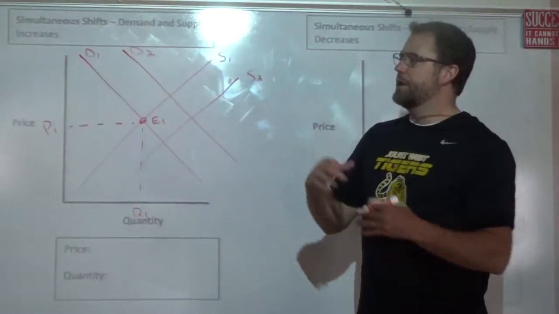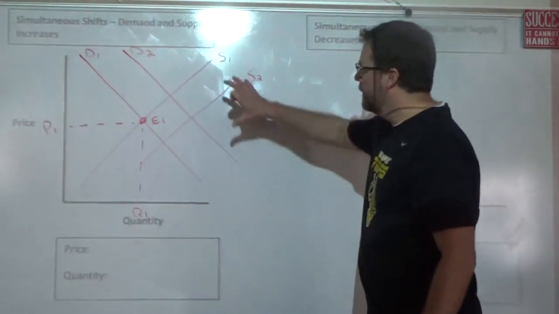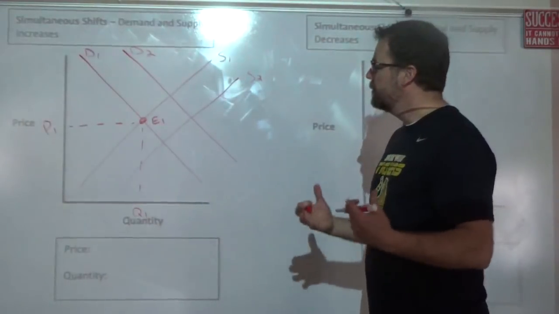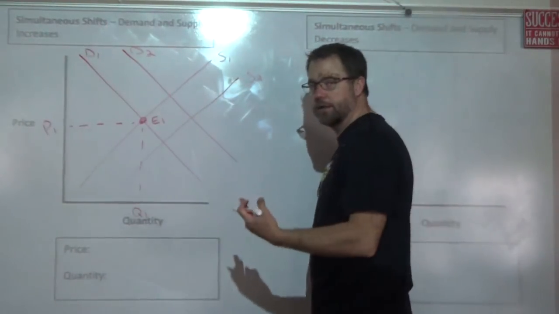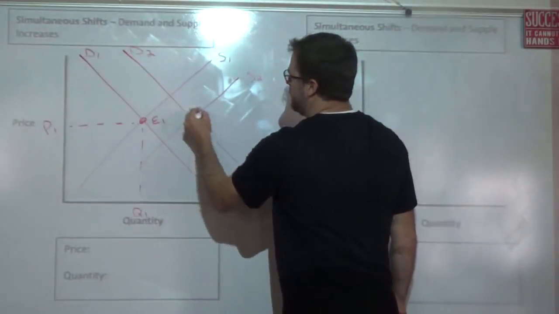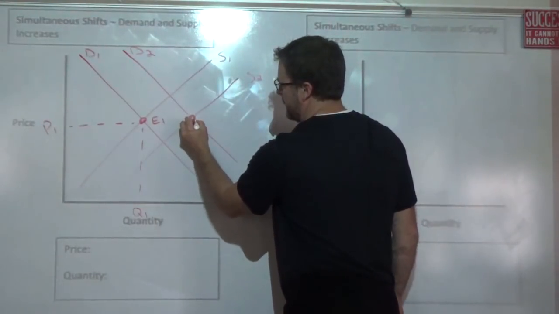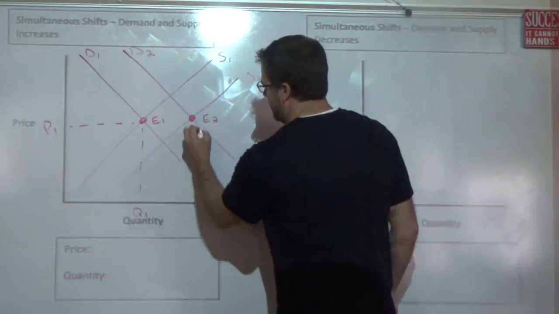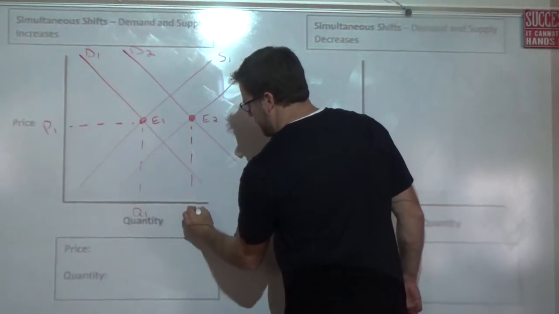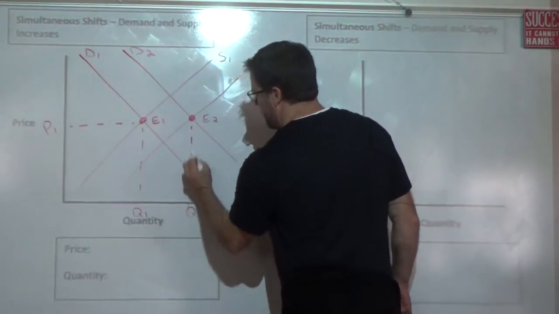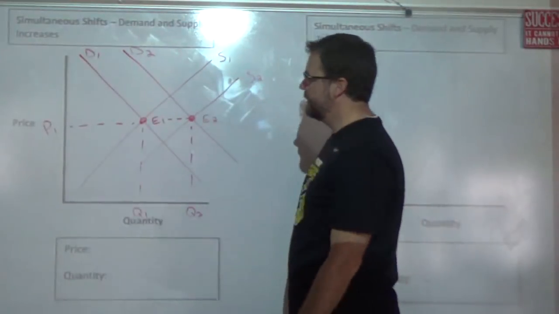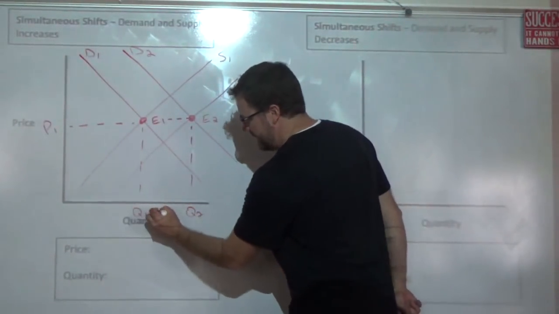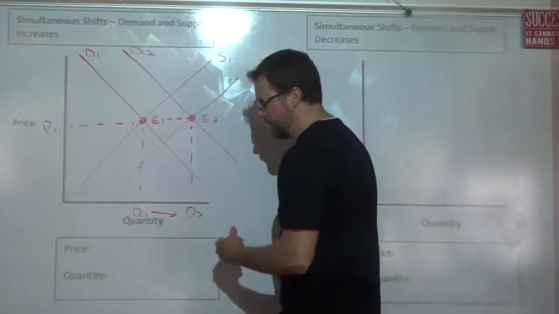Again, we know that when we have both curves shifting, one of those, price or quantity, is going to be the unknown. So we should see one that's pretty drastically noticeable. Okay, so D2 and S2, find where those two intersect. That's our new equilibrium point. Let's go ahead and bring our lines down to quantity and over to price. And now I can see right away there's a noticeable change in quantity, and that's an increase in quantity because it goes to the right.